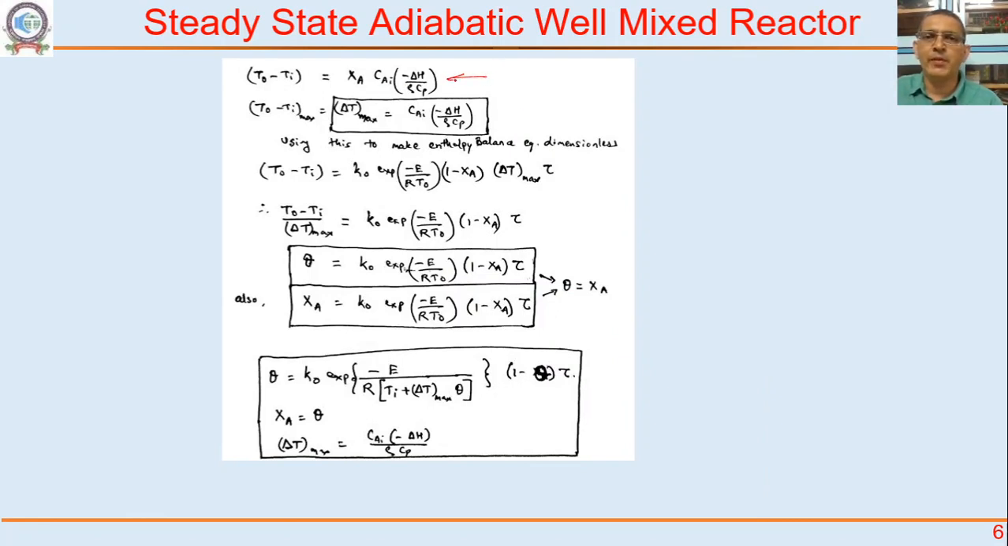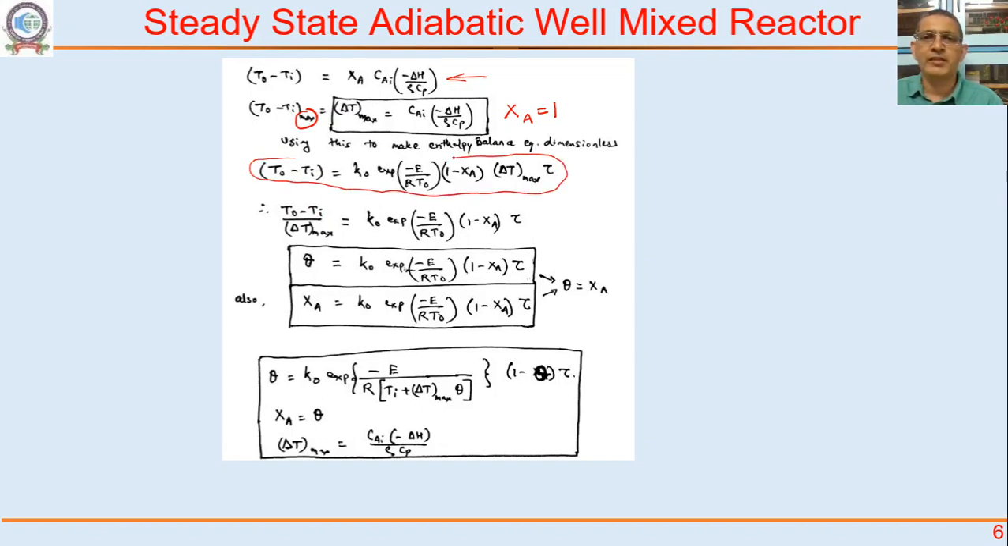What is the maximum temperature rise that will happen? That will happen when all of A is converted, which means when XA is 1. That is the maximum temperature rise, which is why we write T naught minus Ti maximum. So that maximum delta T temperature rise is CAI times minus delta H by rho Cp. Use this definition of delta T max to make the previous equation dimensionless. So we can write T naught minus Ti. This was our equation on the previous page.